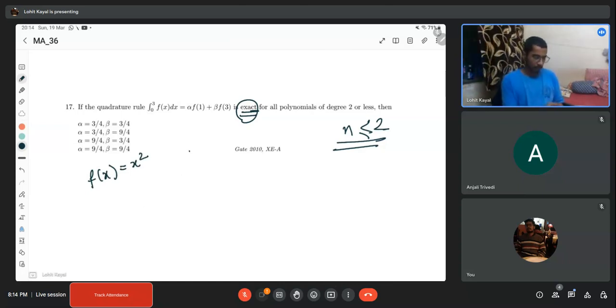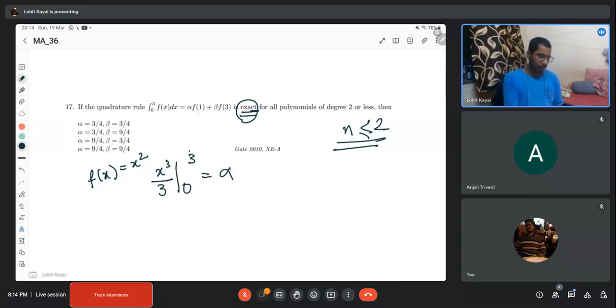Now let's do that. In this case f is x square. So the integration of f(x) dx is x cubed by 3, varying from 0 to 3, equal to alpha into f(1), that means alpha into 1, plus beta into 3 square.